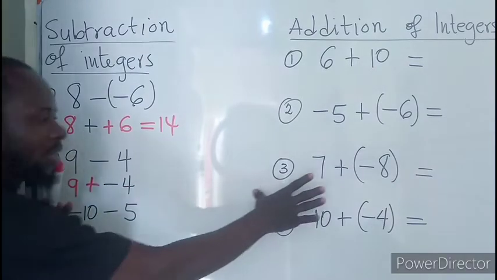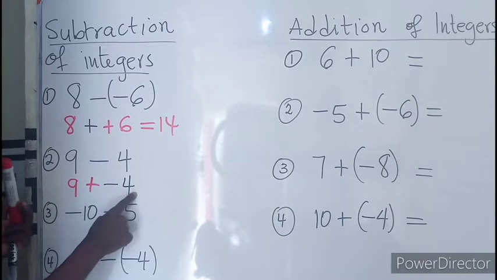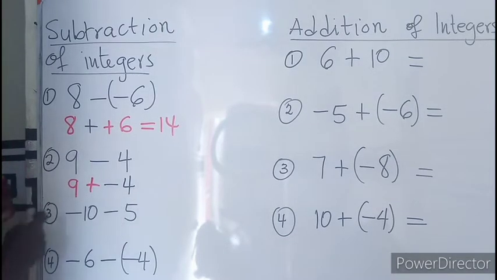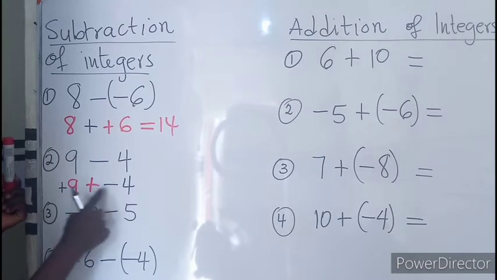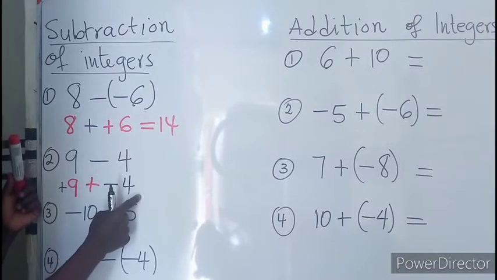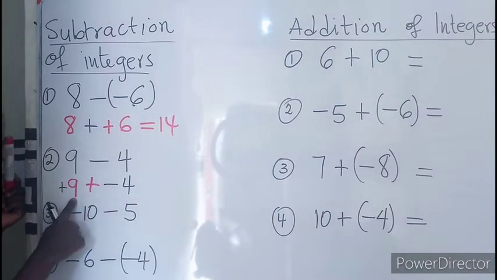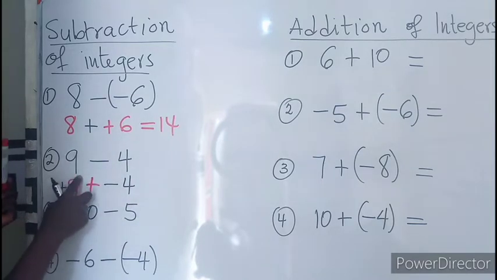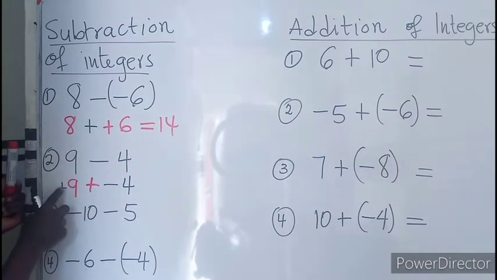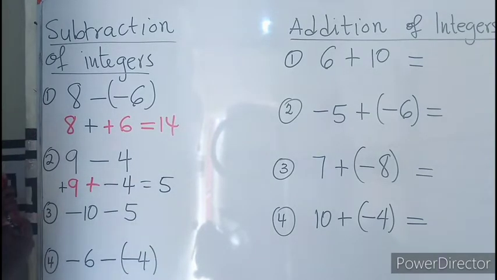Or we can still use the idea in addition, which says that when you are adding two numbers of different sign, the sign here is plus, this is minus, you are going to subtract them and keep the sign of the bigger one. So I'll have 9 minus 4, and I'll have what? 5. But what is the sign of the bigger one? Plus. So I'll be having plus 5 as my answer.